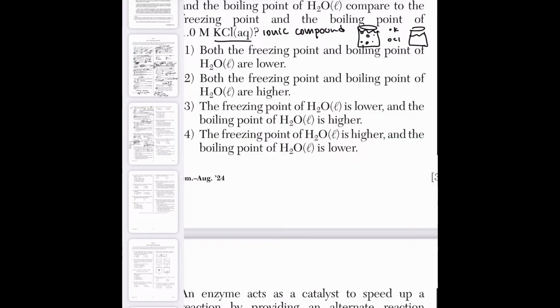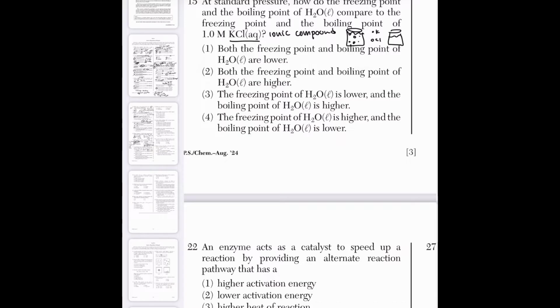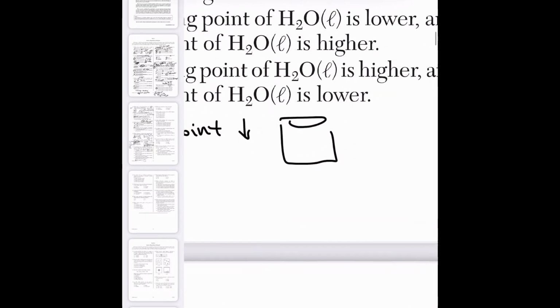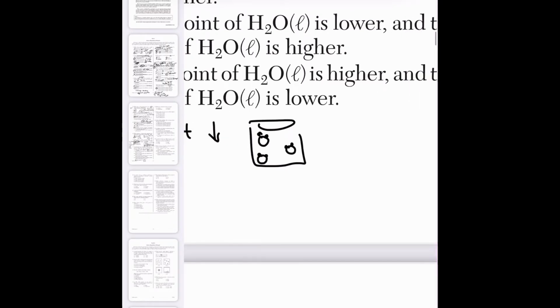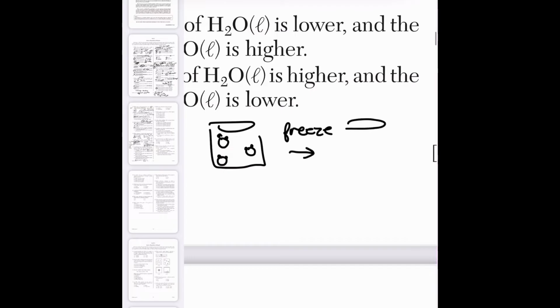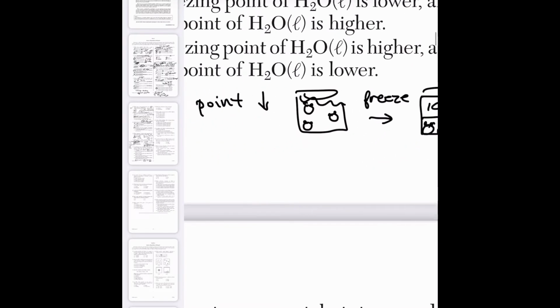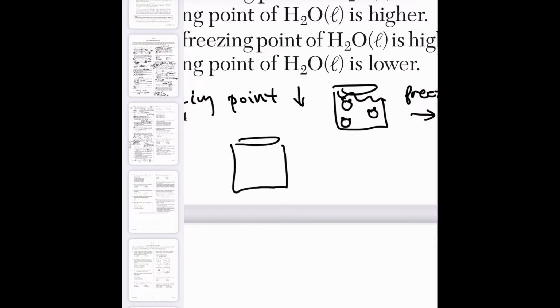So, in an aqueous solution with an ionic salt, the freezing point is lower because, when water freezes, it's really just going from free-flowing H2O to like an ice cube, where the molecules are not flowing. But when you have something dissolved in there, it makes it harder for the water to freeze.